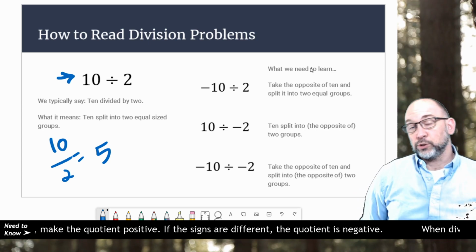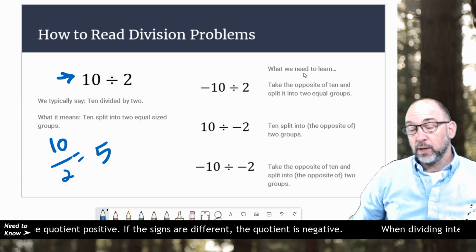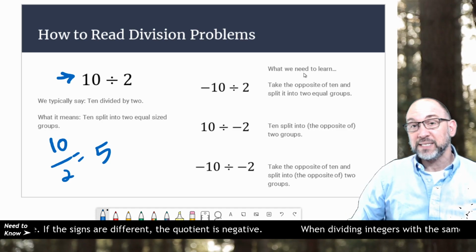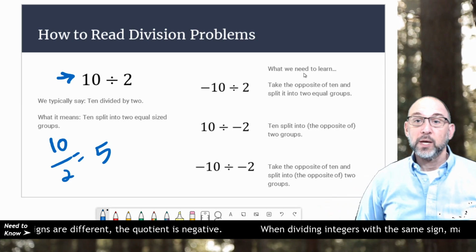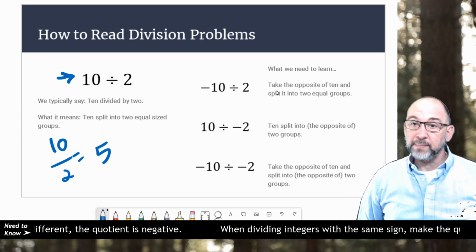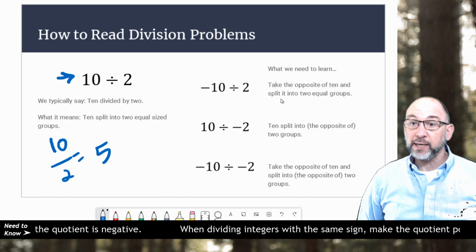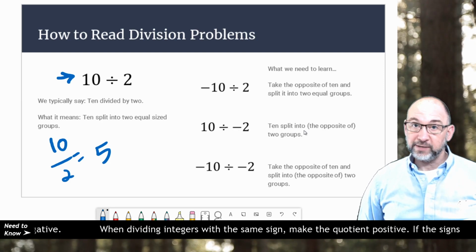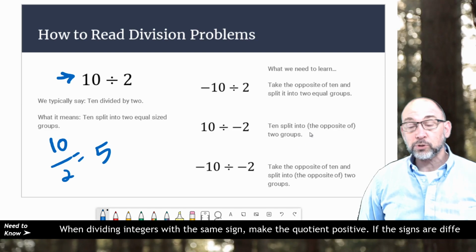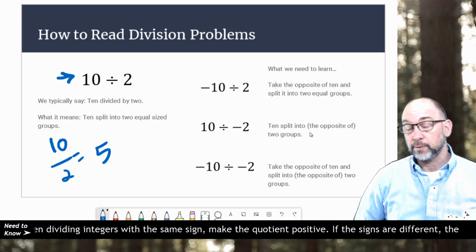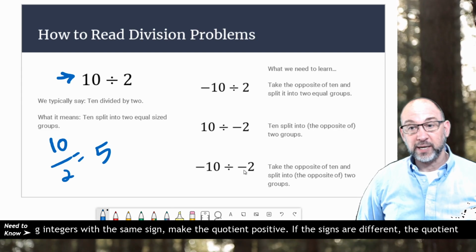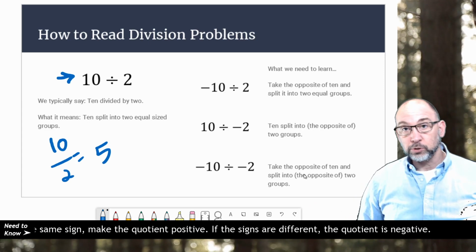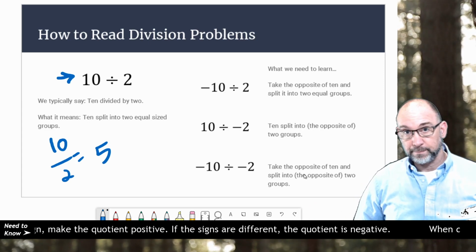So when we throw the integers in there, when we throw some negative numbers in there, remember that negative symbol can mean take the opposite of. It makes everything that follows it flip. So if I have a negative 10 divided by 2, what that means is take the opposite of 10 and split it into two equal groups. 10 divided by negative 2 is taking the quantity of 10, and I'm going to still split it into two groups, but those groups are going to become the opposite of what they once were. And same thing here with negative 10 divided by negative 2. Again, I'm going to take the opposite of 10, I'm going to split that into two groups again, but those groups then become the opposite of what they were.